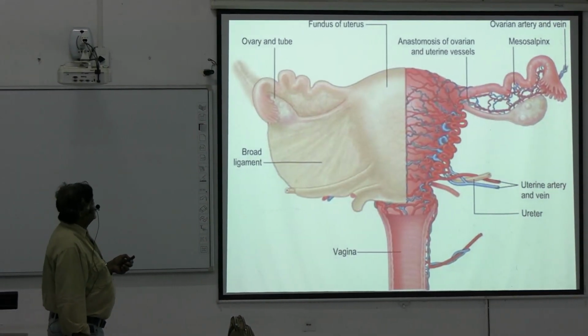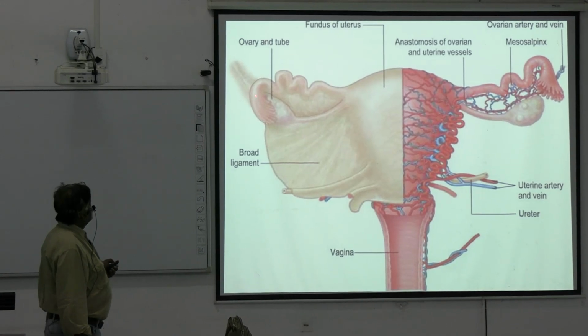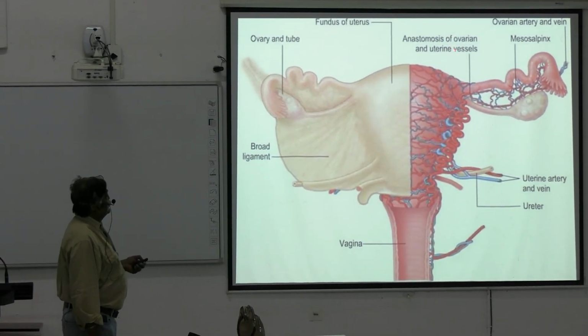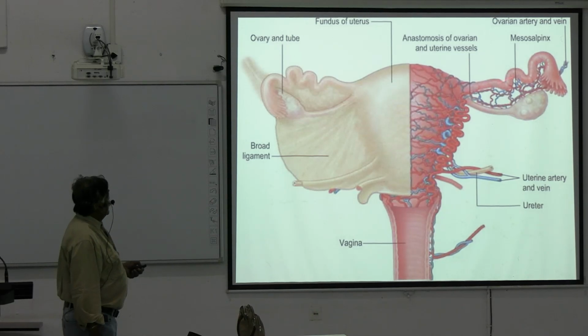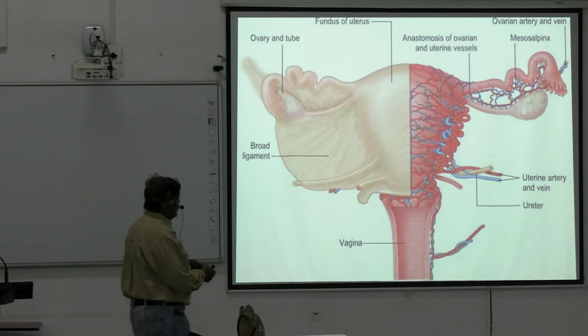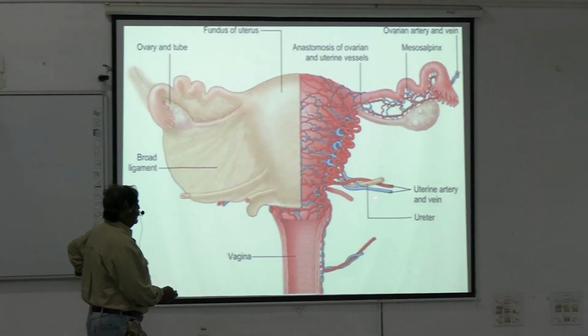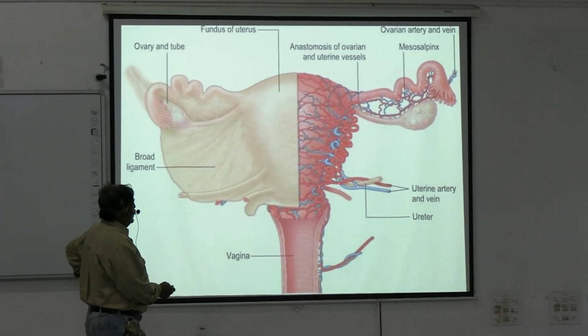See, this is the fundus of the uterus, this is the ovary and the tubes, the anastomosis of the ovary and uterine vessels, mesosalpinx, broad ligament. See the relation. This is crucial. Then the ureter and the uterine artery.